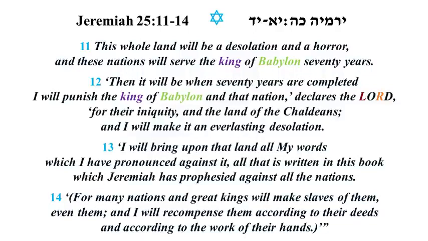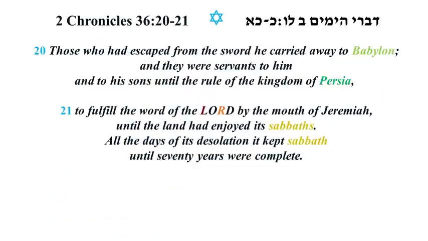Verse 20 of 2 Chronicles 36. It says, those who had escaped from the sword he carried away to Babylon, and they were servants to him and to his servants until the rule of the kingdom of Persia, to fulfill the word of Yahweh by the mouth of Jeremiah, until the land had enjoyed its Sabbaths. All the days of its desolation it kept Sabbath, until 70 years were complete.